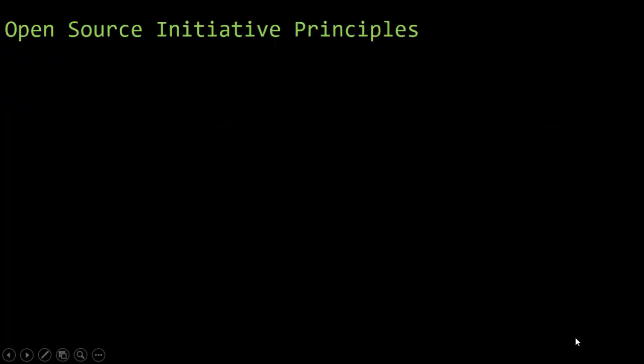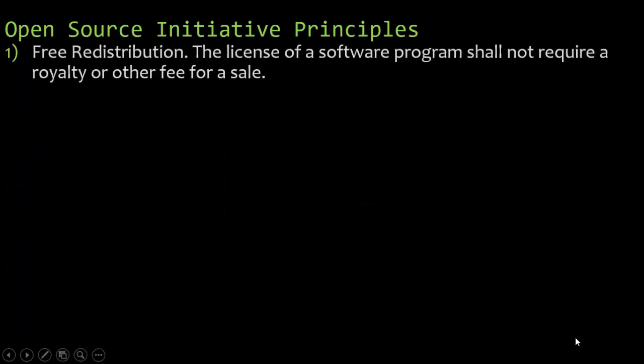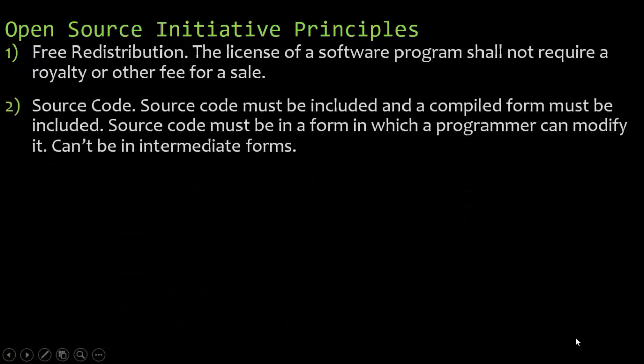So the Open Source Initiative principles, there are 10 of them. Let's go ahead and go through them real quick. Number 1, free redistribution. The license of the software program shall not require a royalty or other fee for a sale. You're allowed to redistribute it for free.